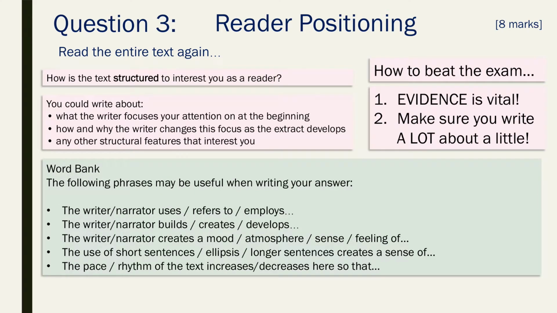Okay, and on screen we've got the word bank. So these are different phrases, sentences, and terms you can use in your answer in an attempt to make your answer seem more formal, and also just help you gain an extra mark or 2.